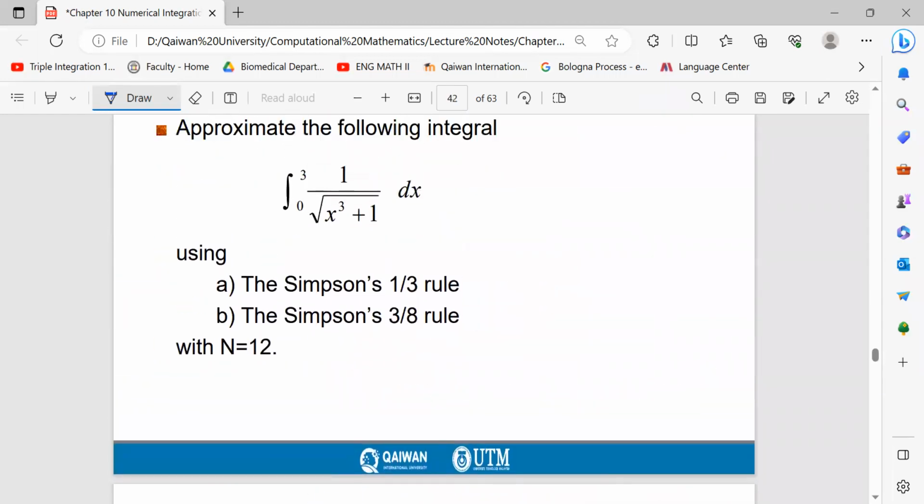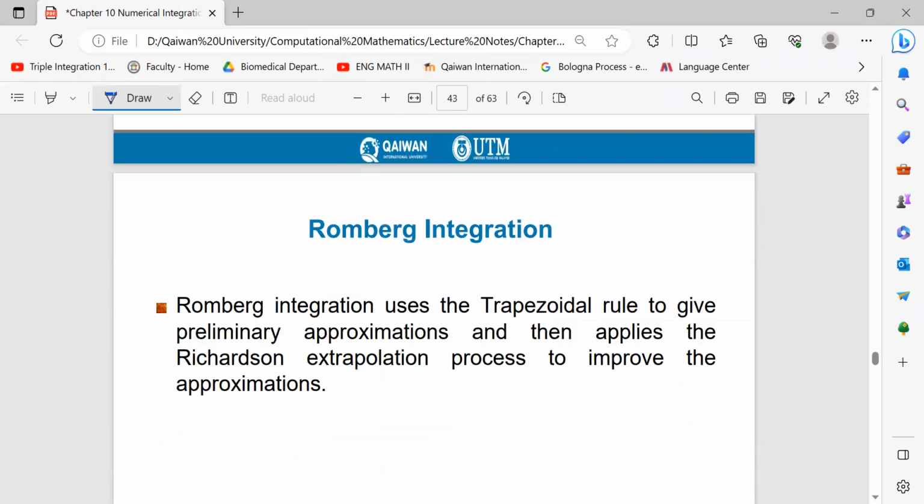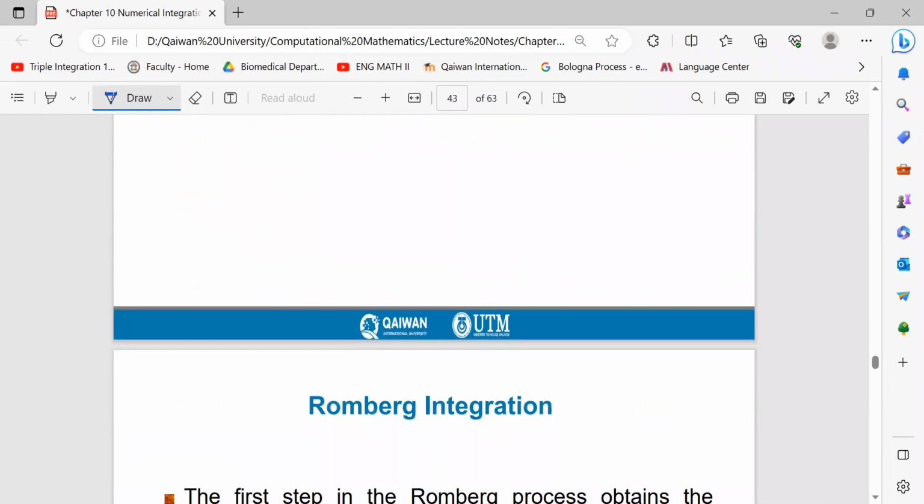That's Simpson's rule. Do you have any question about trapezoidal rule and Simpson's rule, 1/3 rule and 3/8 rule? Do you have any question? So if we have the rule, it's easy to evaluate.